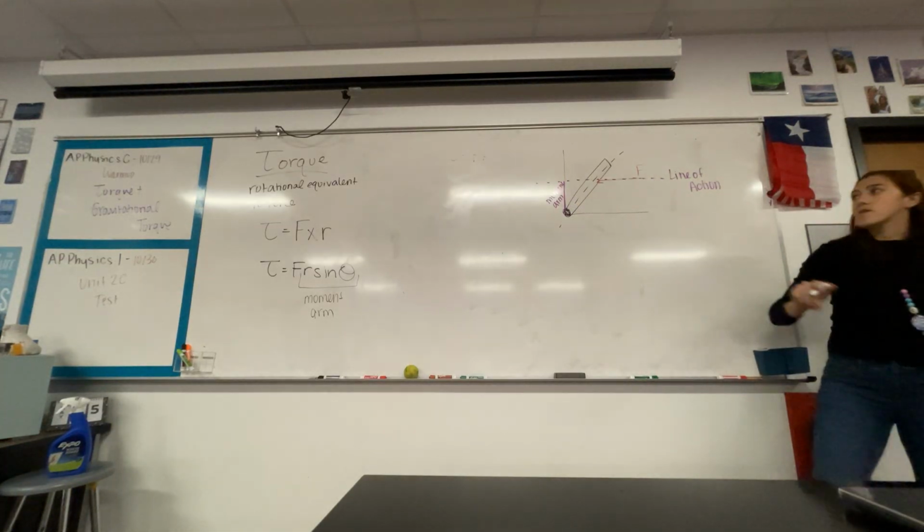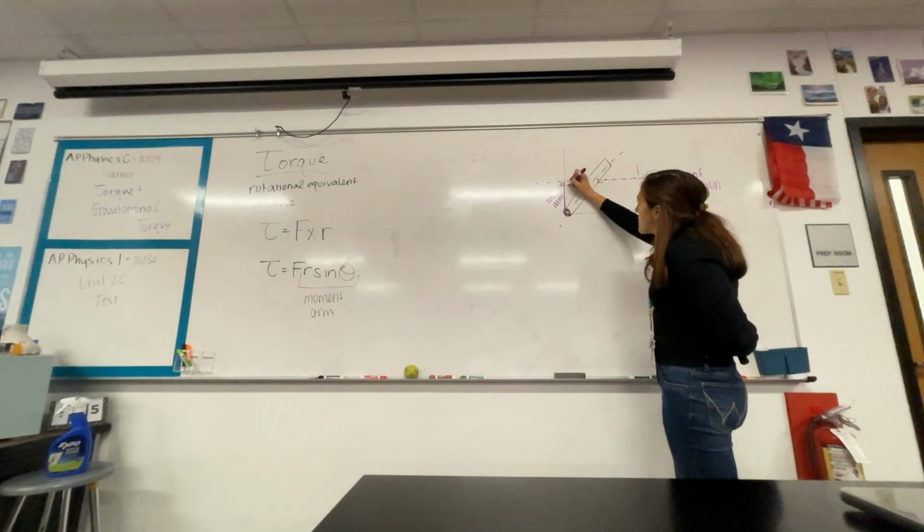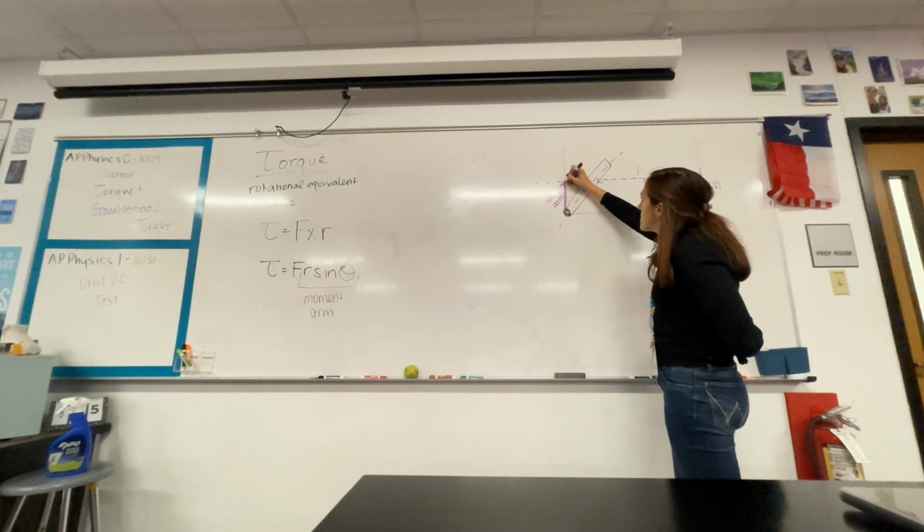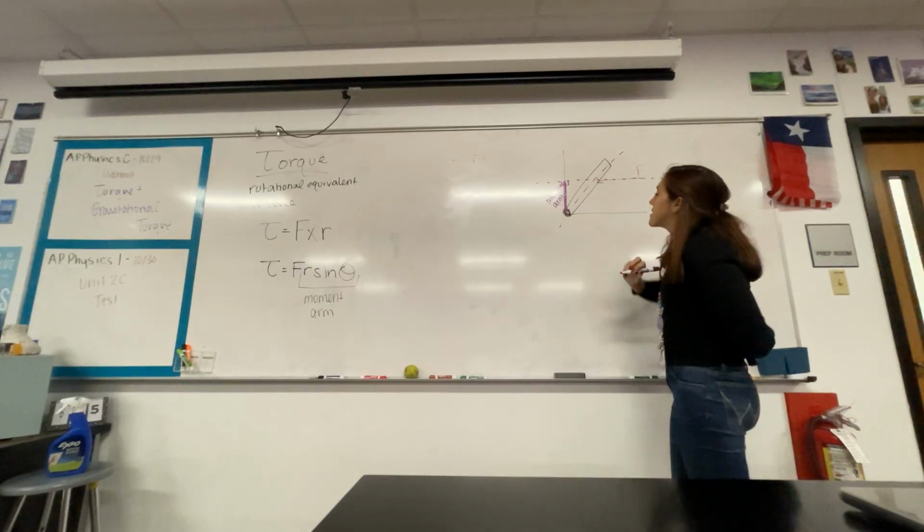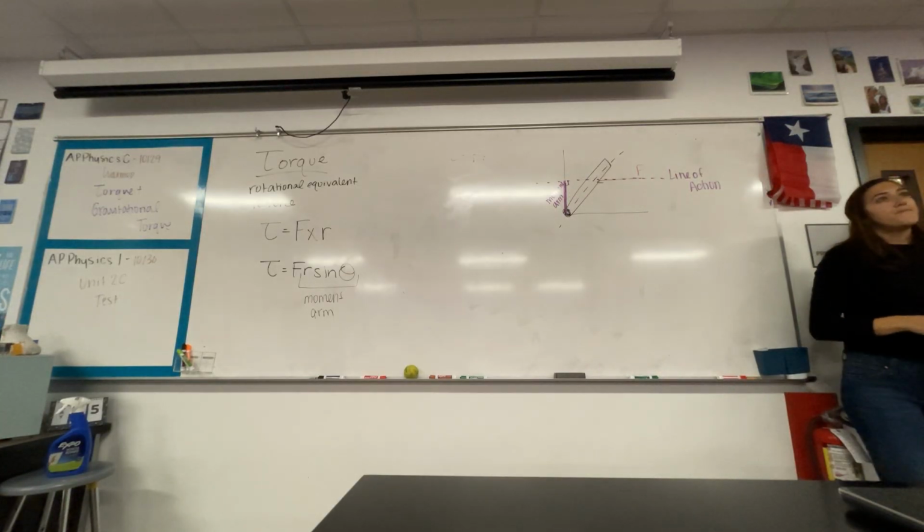That would be my moment arm. It makes a 90-degree angle with the line of action. It goes from the pivot up to the line of action. That is my moment arm. Here's why this is super helpful.